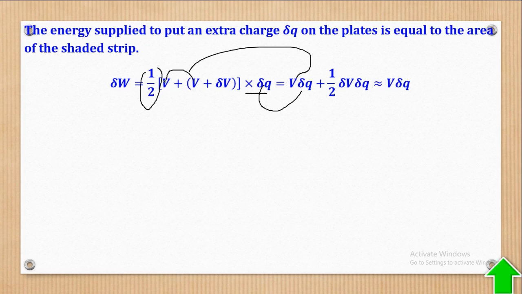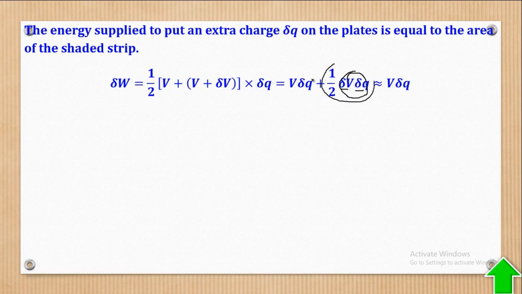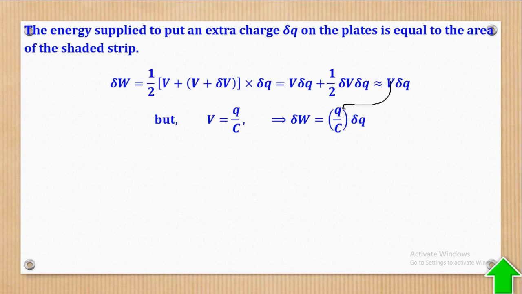Then for the other term, there is delta V, there is delta Q, and there is a half, so we come up with a half delta V delta Q. But remember, these are small changes, so a product of two small changes approximates to 0. So the whole of this cancels to remain with this. But we know that V is equal to Q over C, so when I substitute for V, I come up with Q over C multiplied by delta Q.